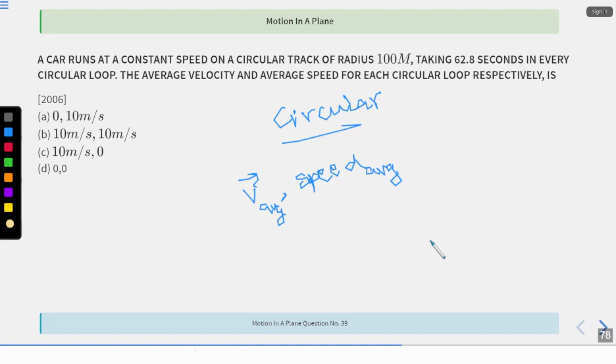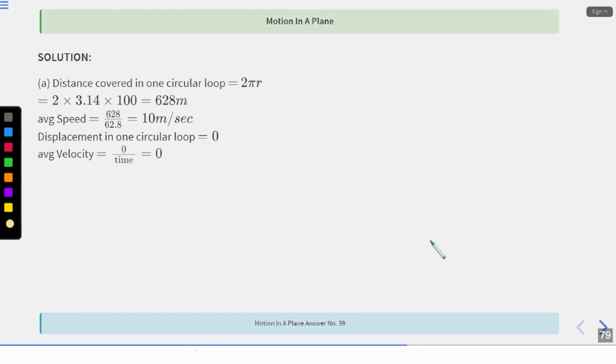So how do we do it for each circular loop respectively? Here we have 100 meter and then 62.8, right? So we do it by calculating the values using the direct formula. First you tell what is the distance covered. This is nothing but the circumference, right? So therefore, you'll get it as 628 meter, and then average speed would be 628 by 62.8, so 10 meter per second.